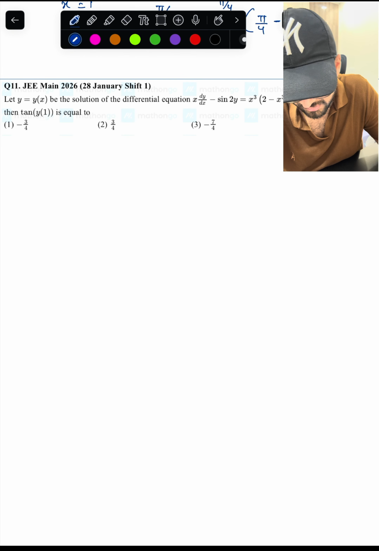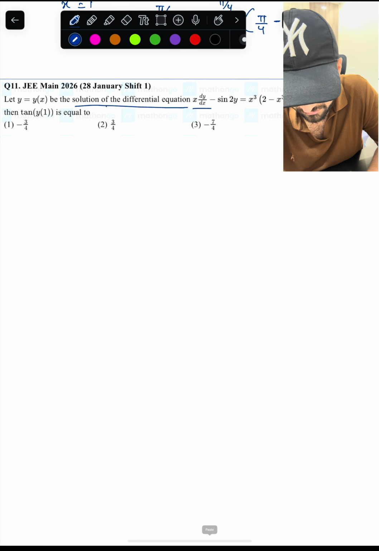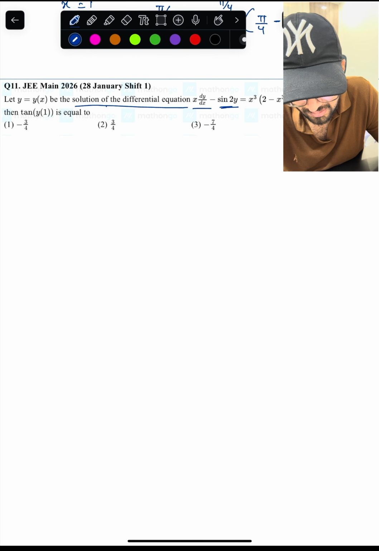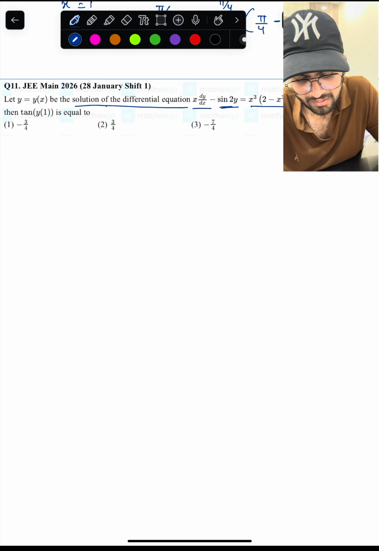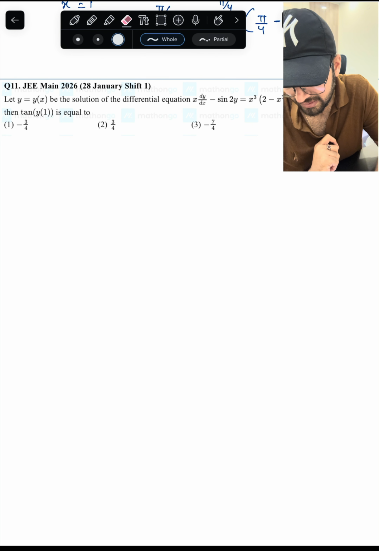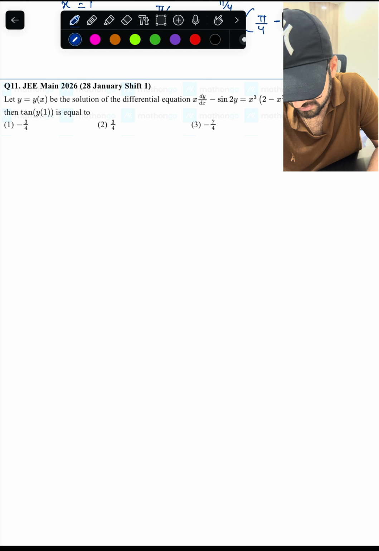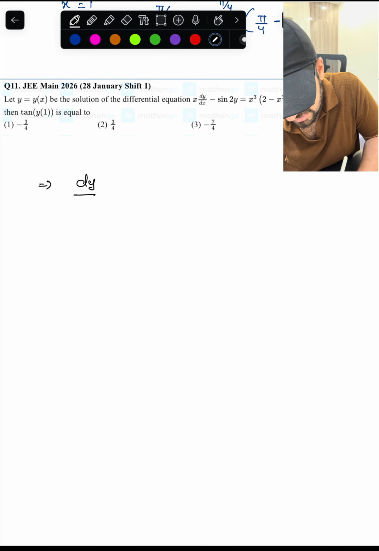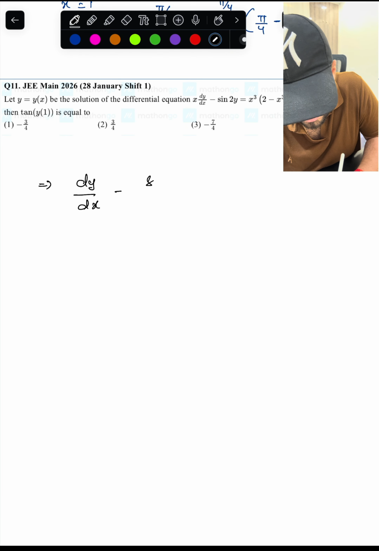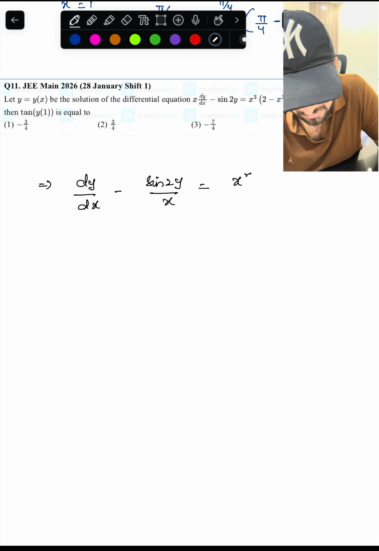So now see the question. y equals y of x is the solution of the differential equation x dy by dx minus sine 2y equals x cube cos square y, something like that. Directly no y term is there. But if I divide with x here, I will be getting dy by dx minus sine 2y by x equals x square into (2 minus x cube cos square y).